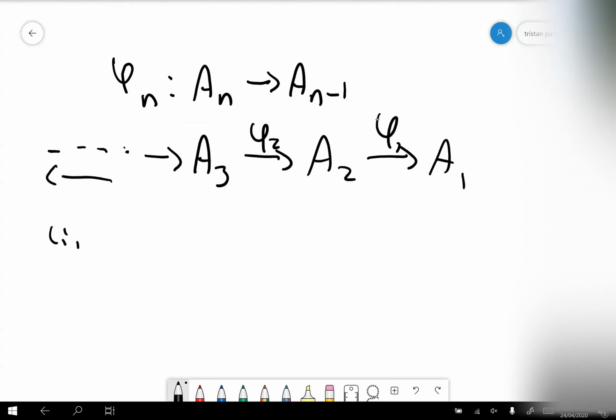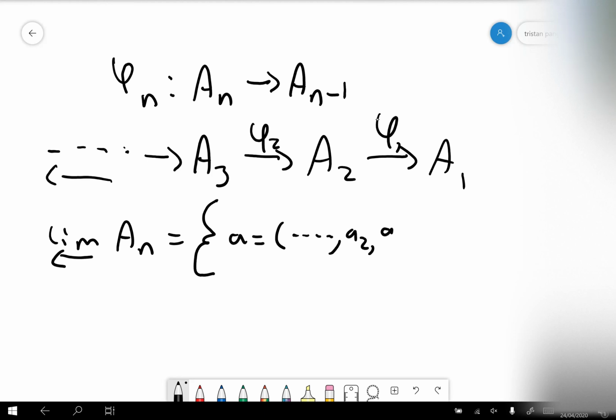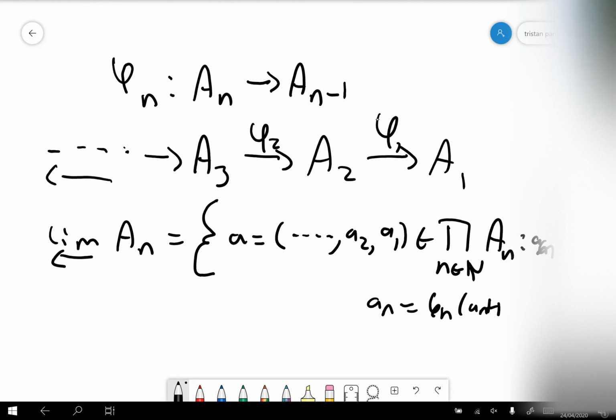And we define the inverse limit as the limit to the left of these A_n, as kind of a vector type thing. So this thing here inside the product of all the A_n. So we're just taking a value, say up here, and then we're passing it down to the next field and so on and so forth.